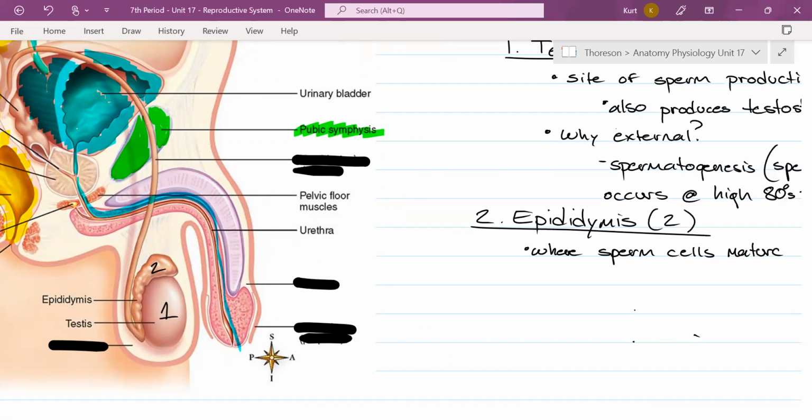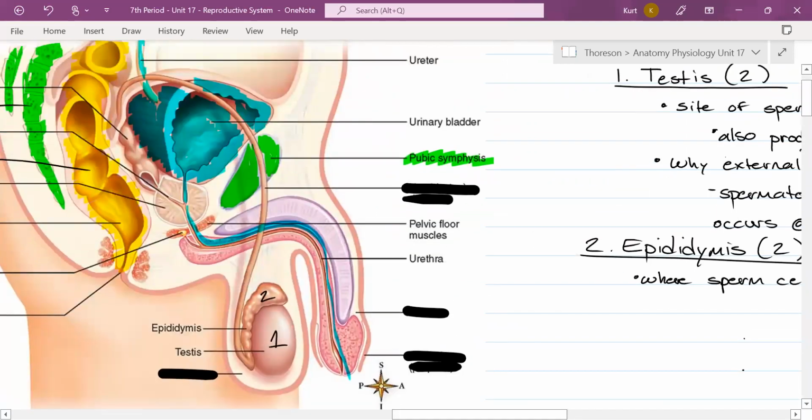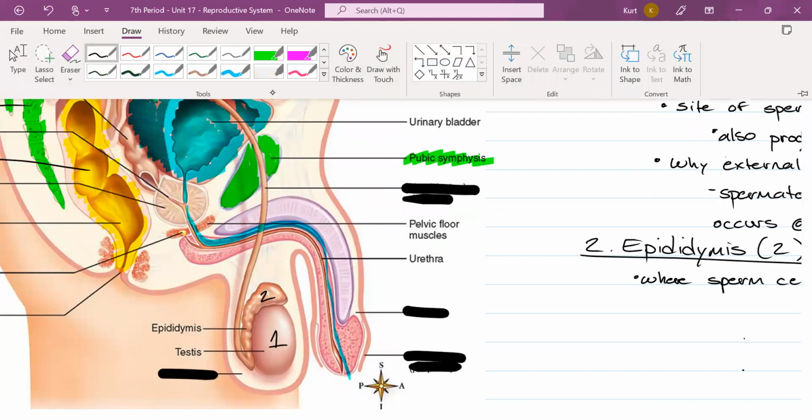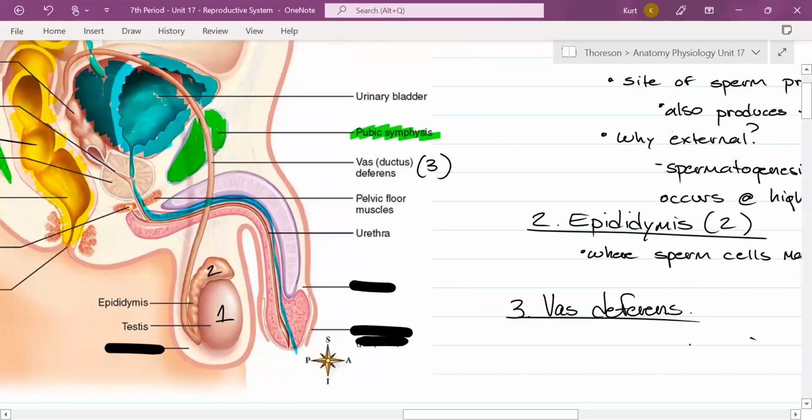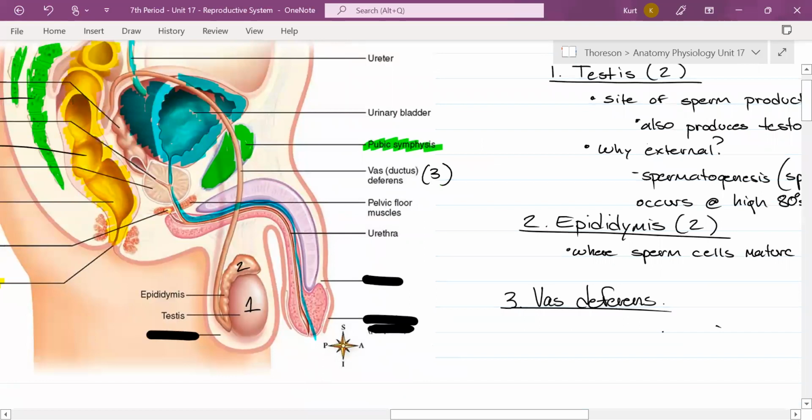This is the second stop for sperm on its journey out of the body. Number 3 is this. Now pay attention, because it's not just one little structure. It's basically this whole thing. It's that whole structure there. This is called your vas deferens, number 3. Your vas deferens, or the vas ductus. Two words. Vas deferens.